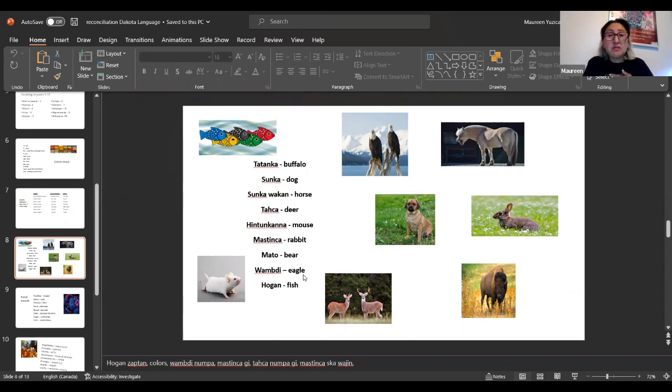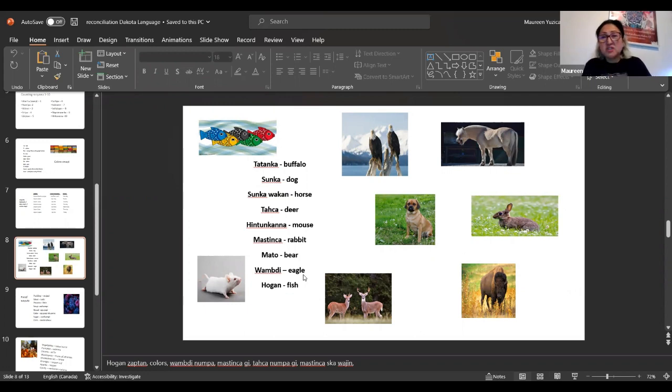When I was growing up, some of these were our nicknames for our little childhood friends. We'd call each other Tatanka, or Mastincha, or Hitunkana, you know, we'll call each other that. Or if you have pets, call them that, so it'll be easier for you to say them too.